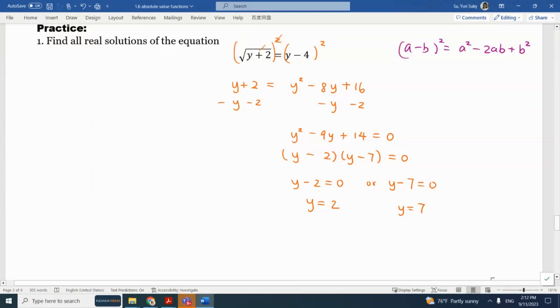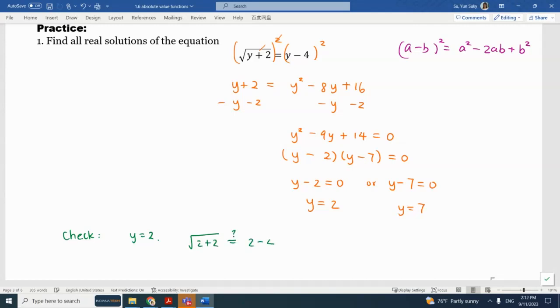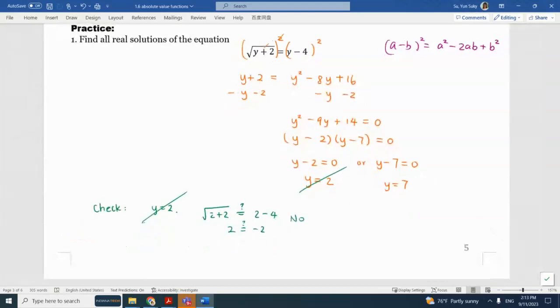All right, how about green color? So we check our solution. Let's plug in 2. Okay, plug in 2, we get what? Square root of 2 plus 2, is it equal to 2 minus 4? What's the left-hand side? Yeah, 2 plus 2 is 4. Square root of 4 is 2. How about the right-hand side? -2. Are they equal? No. So this is not a solution.